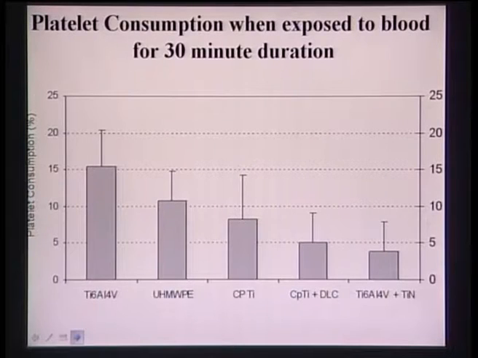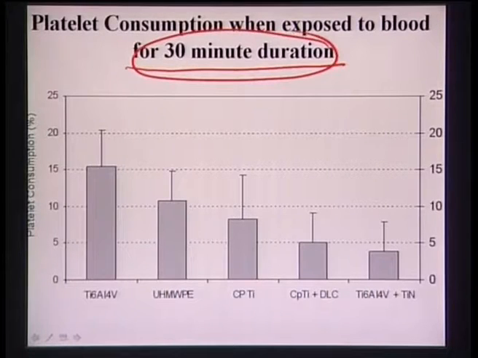This is an example I have taken from literature: platelet consumption when exposed to blood for a 30-minute duration. When you want to compare the blood compatibility properties of different materials, you have to keep all other parameters constant. All other parameters means test duration and blood flow rate. The blood flow rate should be constant, and the test duration here is taken as 30 minutes.